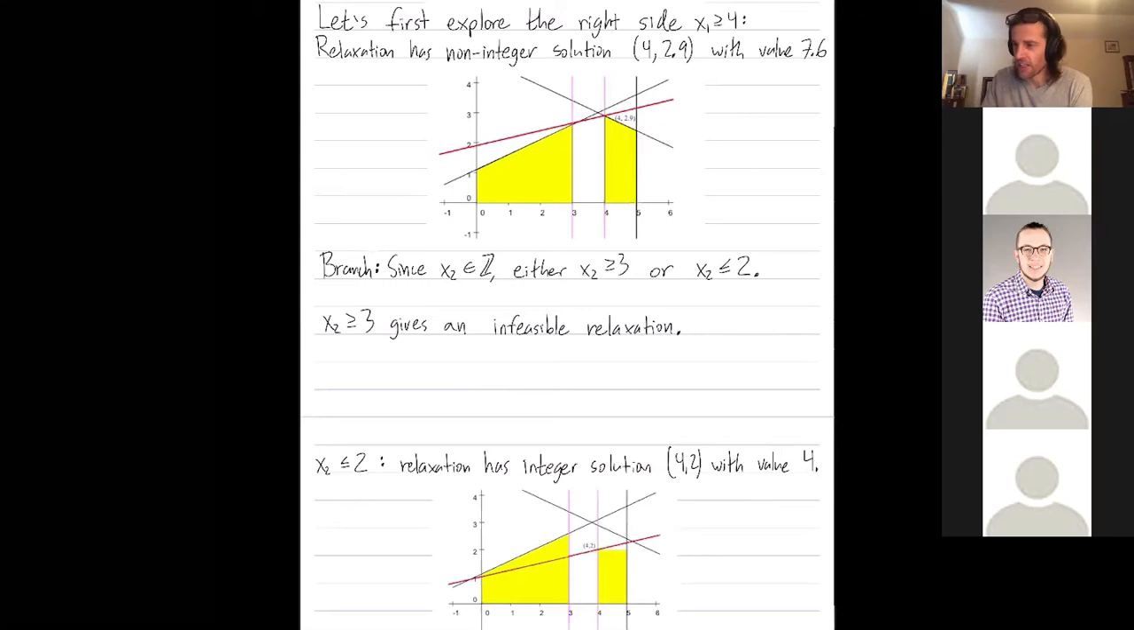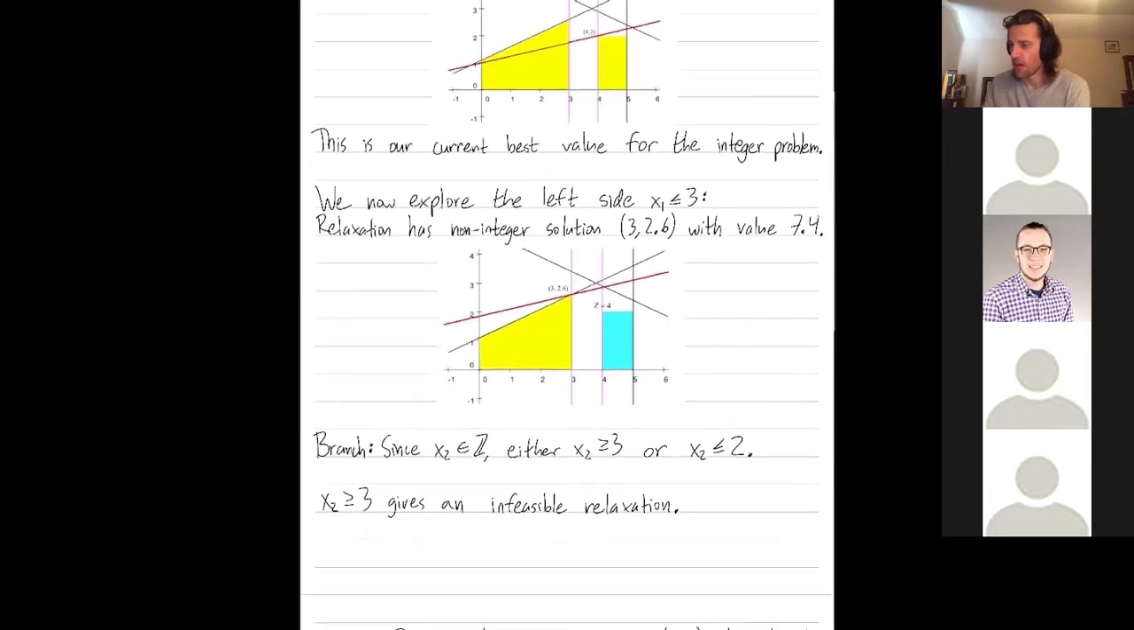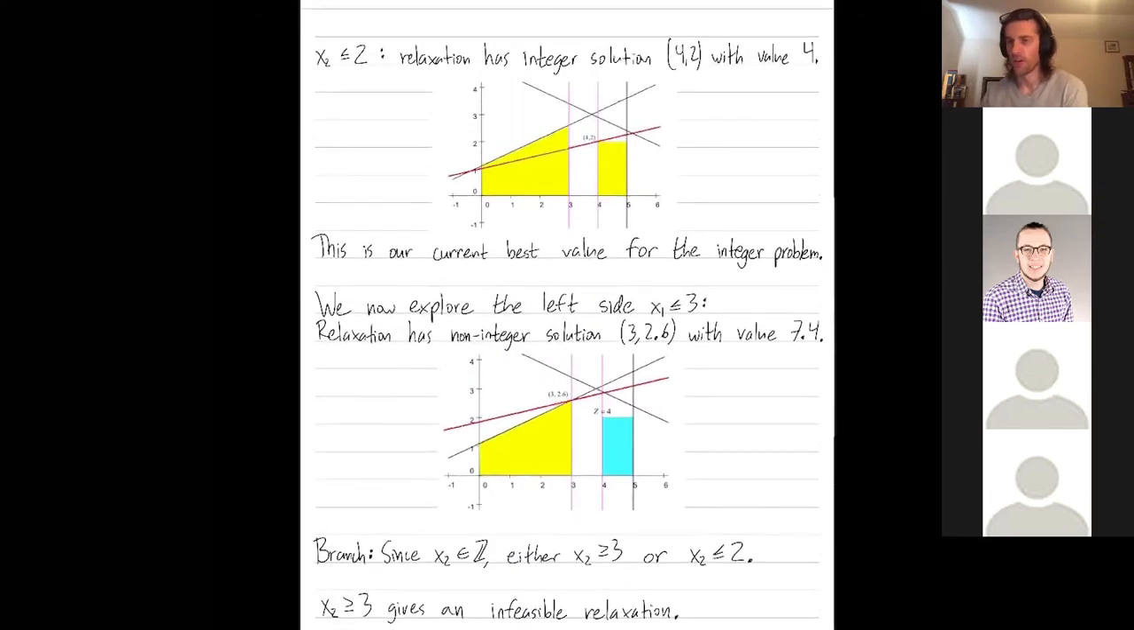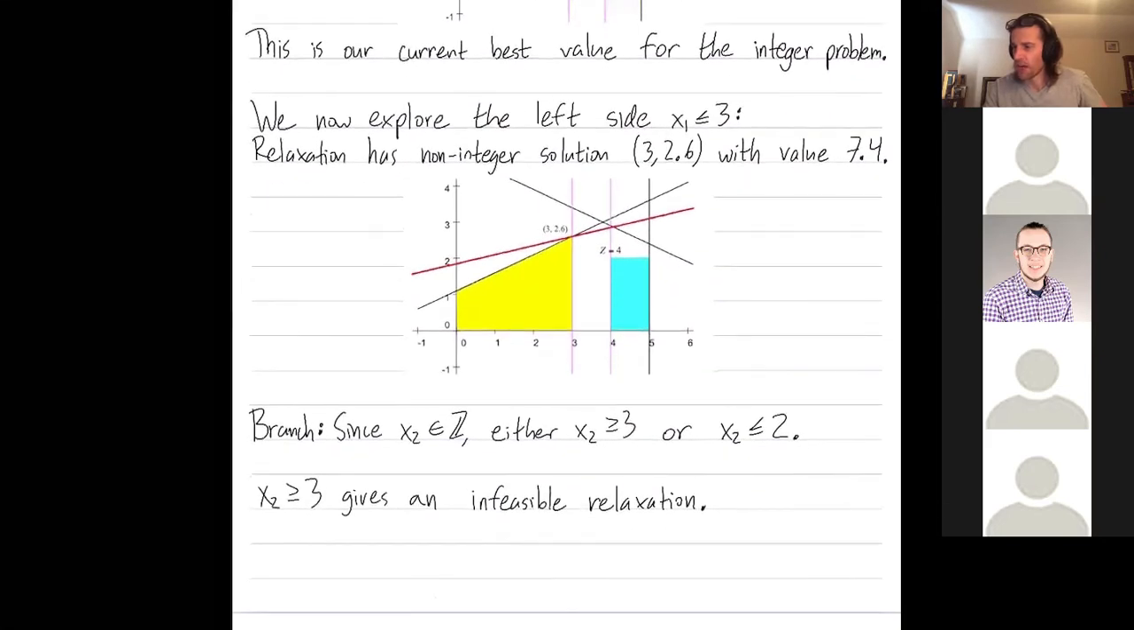We are done exploring the right half of our tree, and now we'll go to the left half, which we'll have to explore a little bit deeper. The website page from which I'm drawing this material does a nice job of highlighting in blue the region that's found your best candidate integer solution so far.